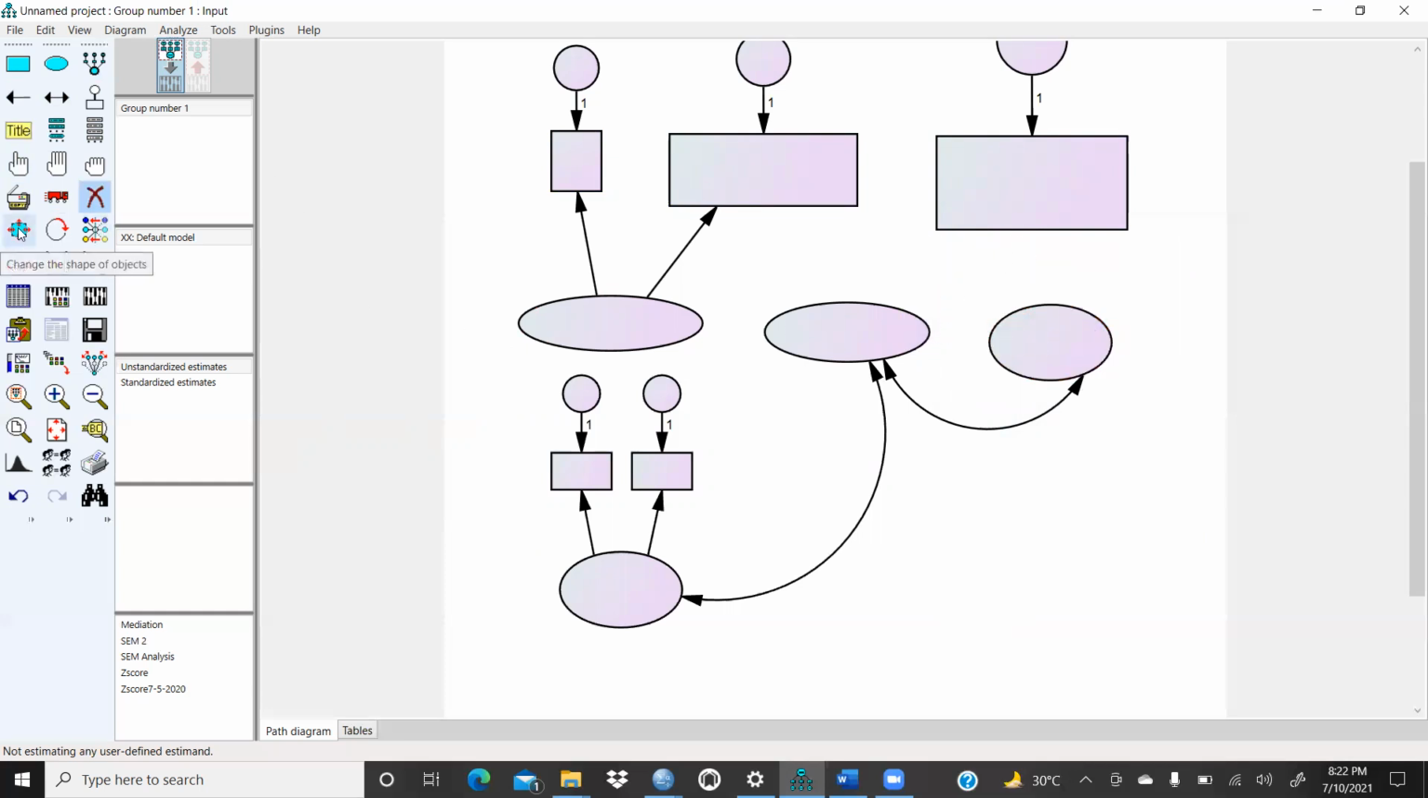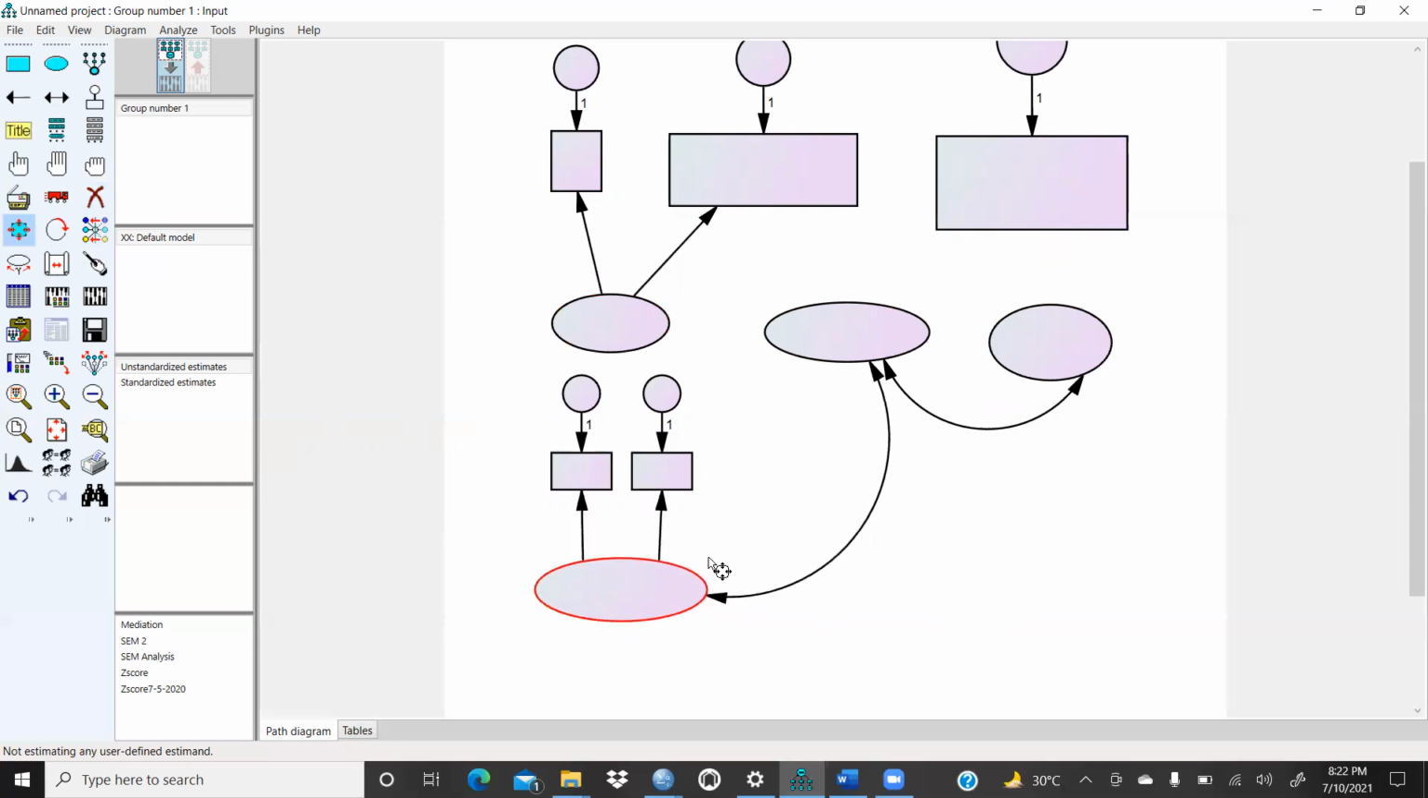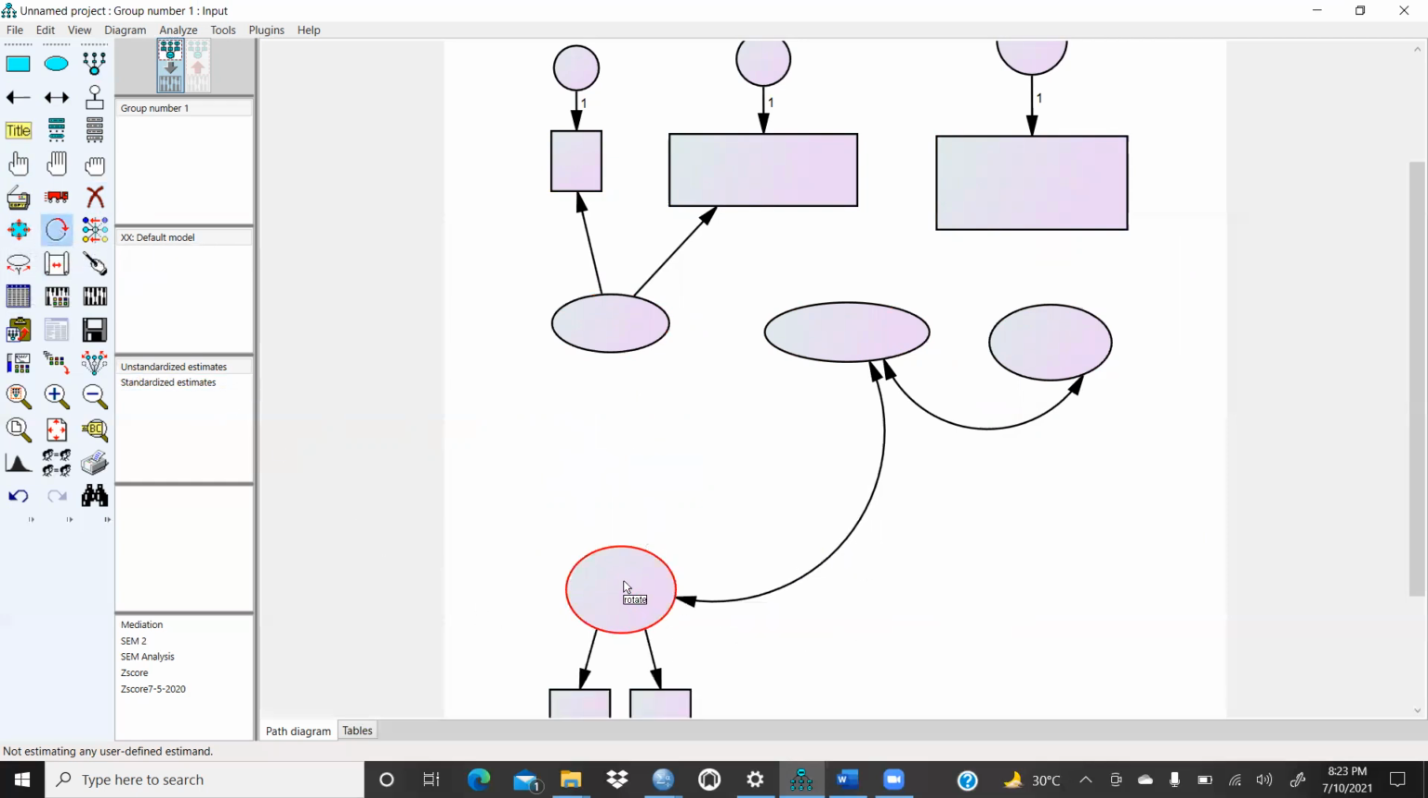Then we come to this thing. We can resize this accordingly. Then rotate. If we select this rotate, here, see, you can rotate wherever you require, towards this side or towards the right side. It's up to you.